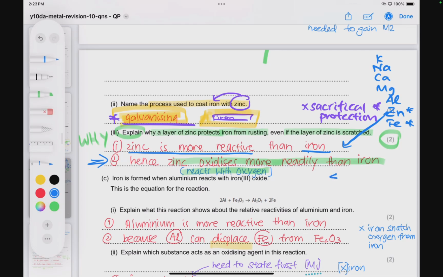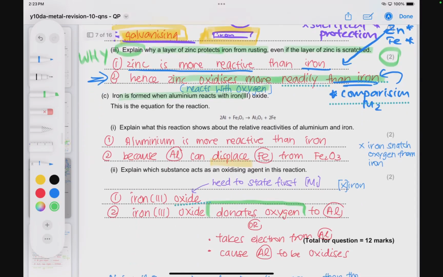Okay, you need to be able to show comparison in order to get your second mark. That means you need to be able to discuss that zinc has a higher ability to react with oxygen more readily than iron. So this is what I meant by comparing to get your second mark.